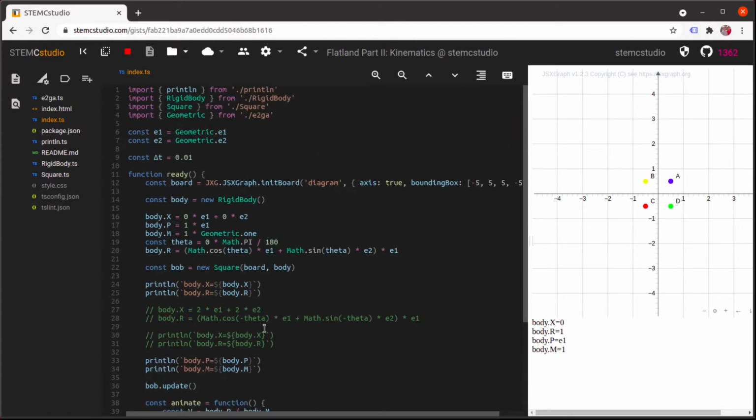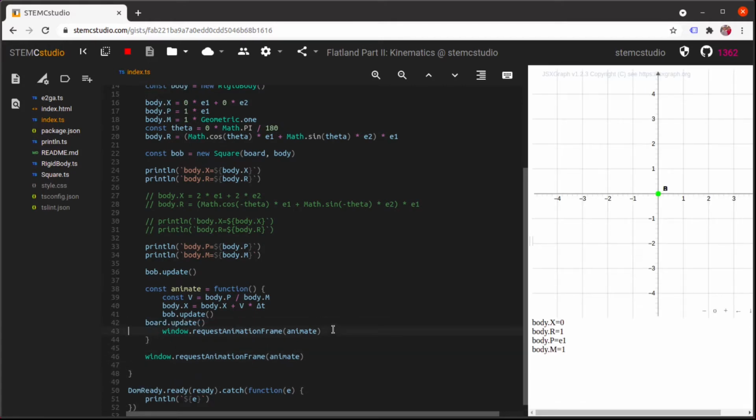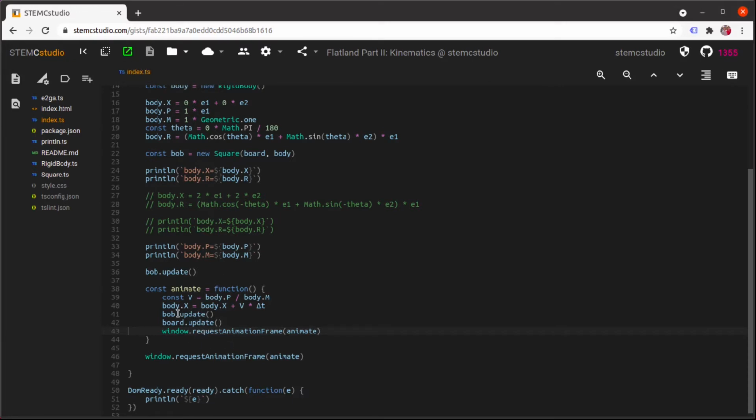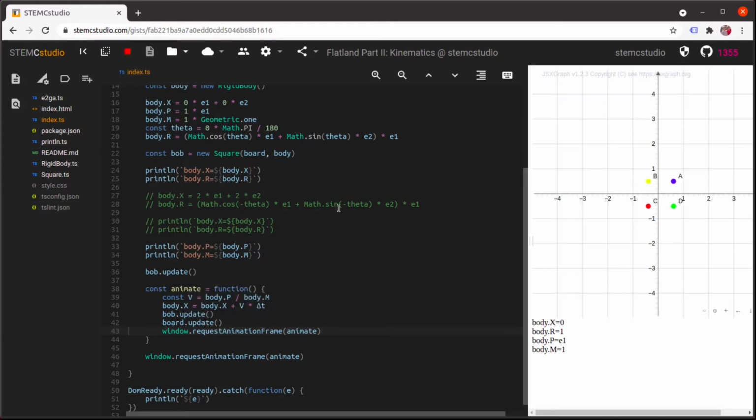Why are we not seeing anything? It may be because we need to do an update of the board after we've updated Bob. Yay, there we go. Okay, so a little bit of understanding how JSX graph works was required there. So it wasn't sufficient just to update Bob and move the points. We actually had to ask the board to re-render itself. And then once it did, there we go. There's our object moving off with the specified velocity.